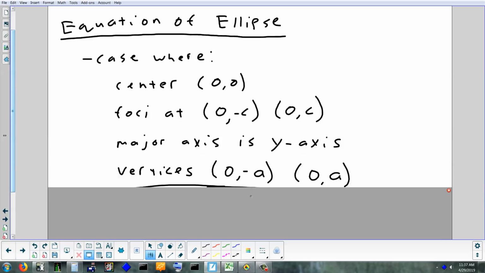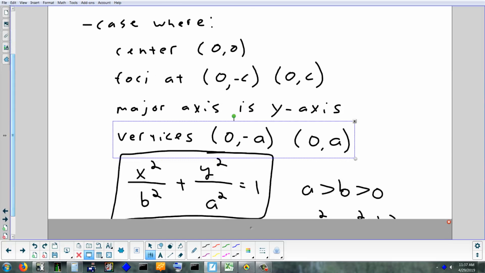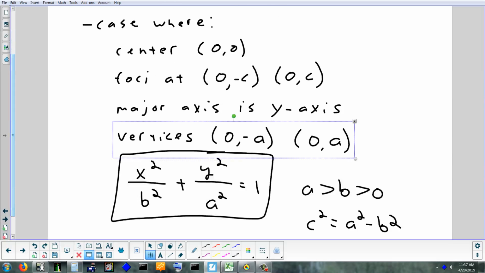For the vertices, a still has the same meaning. It's just up and down. a units below, and then a units above. All this stuff on the right is the same. a is still bigger than b. b is bigger than 0. c squared still equals a squared minus b squared. None of that changes.